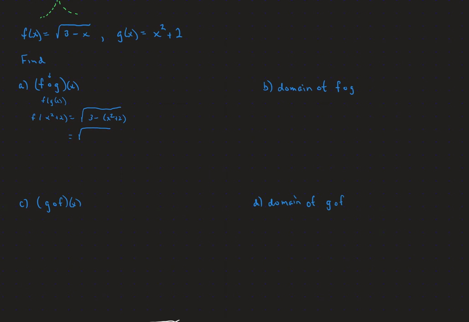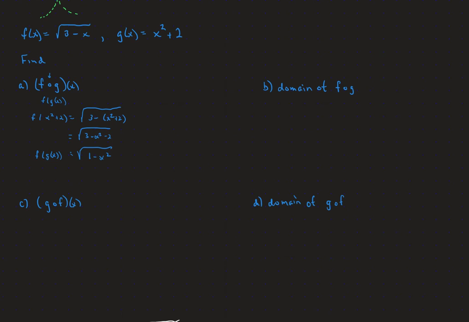If we distribute that negative sign, we're going to get 3 minus x squared minus 2. So that is going to be 1 minus x squared. Now, that's f of g of x. So that is our composed function, the composition of f and g.